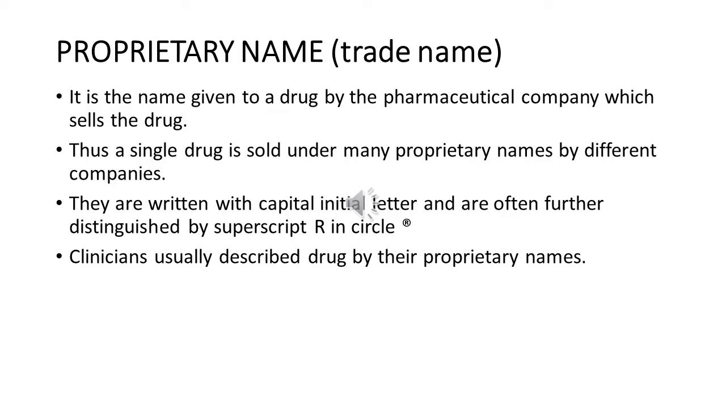They are different trade names. They are written with the capital initial letter and are often further distinguished by a superscript R in this circle. Sometimes you notice on some drugs, and on almost all brands and trademarks, this small R. This means that this is a trademark. Clinicians usually describe a drug by its proprietary name. Proprietary names are more popular than non-proprietary names.